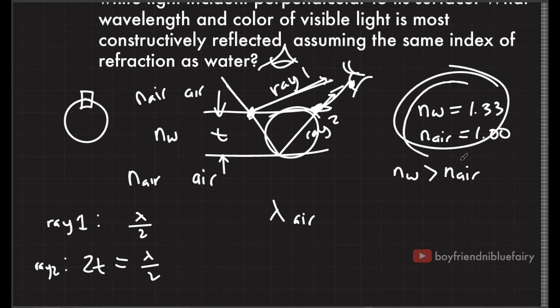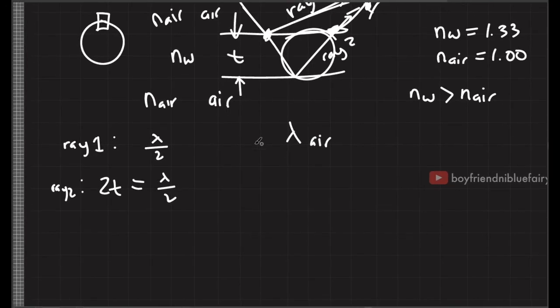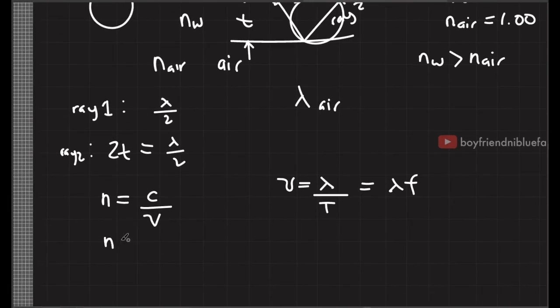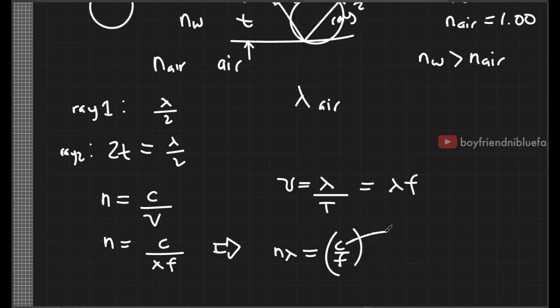Recall that the definition of refractive index is the ratio of the speed of light divided by the speed in a medium. Notice that the velocity of any wave is equal to its wavelength divided by the time it takes to complete one wave cycle, or period, and period is just the reciprocal of frequency. So I could plug this in: n equals c over lambda f. I could rewrite this as n lambda equals c over f.